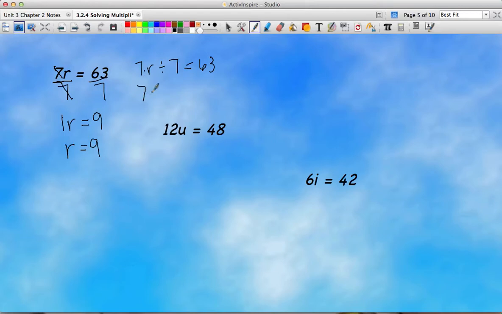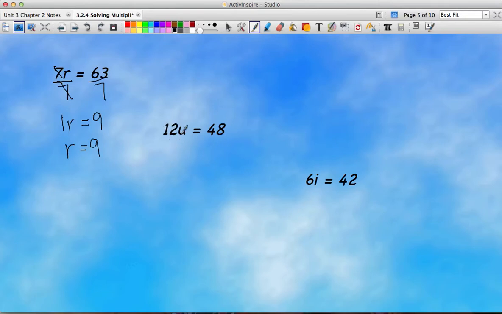Okay, sometimes students like to rewrite it and put the 7 divided by 7 times r equals 63 divided by 7, and then you see, oh, those two things will cancel each other out. However, I think if you stick with the way that I'm showing you, it'll start to make more sense and you'll get less jumbled up. But I do want you to know you have those options.